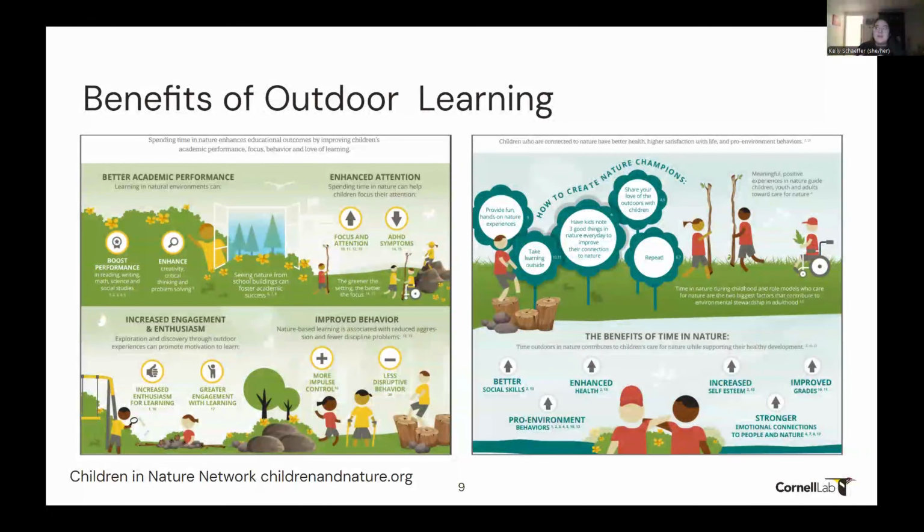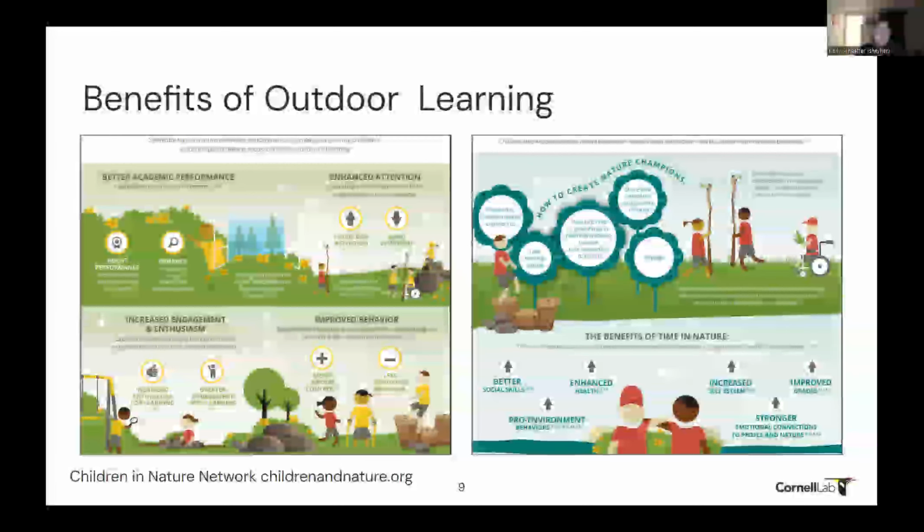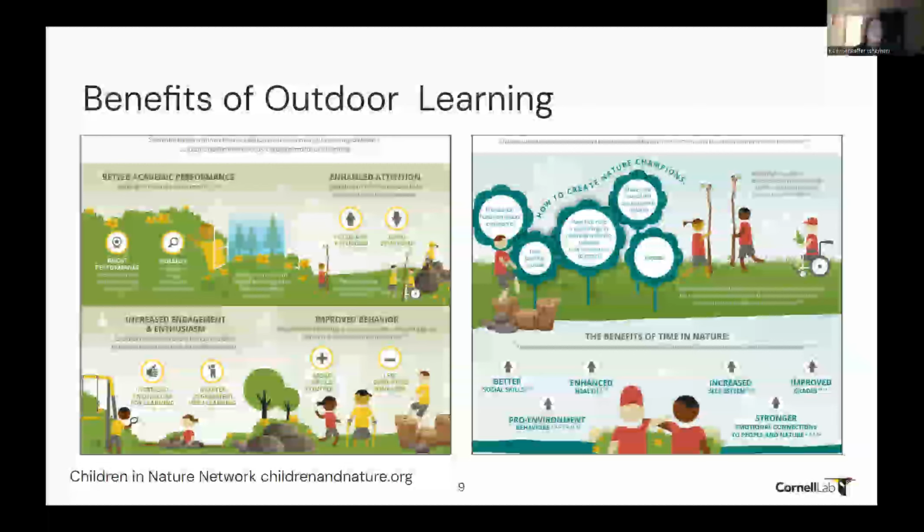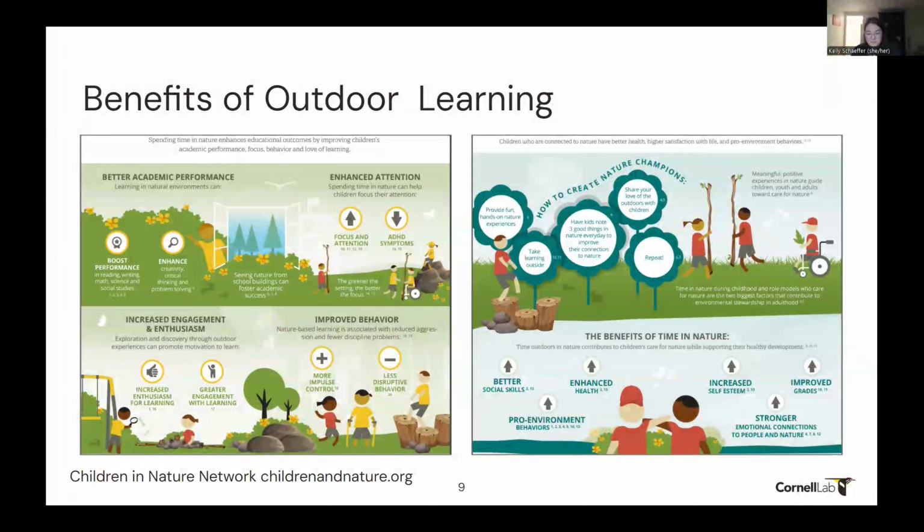You see that spending time outdoors in classrooms can help enhance creative thinking and critical thinking skills, problem solving skills, increase focus and attention. You can see a decrease in disruptive behaviors, an increase in impulse control. You can also see increased enthusiasm for learning as well as greater engagement with that learning. So all of these things that we kind of know about ourselves, that we feel more connected to ourselves and our thoughts, and we experience less stress, our students are really getting those benefits when we teach outside as well.